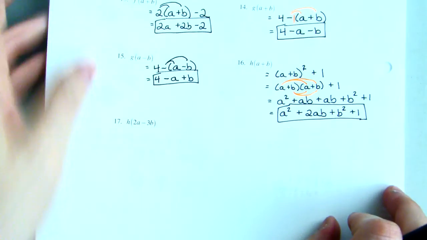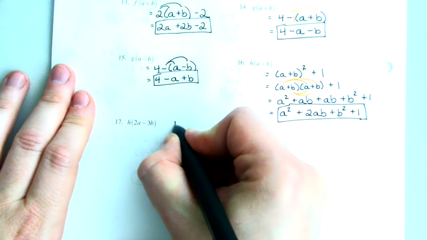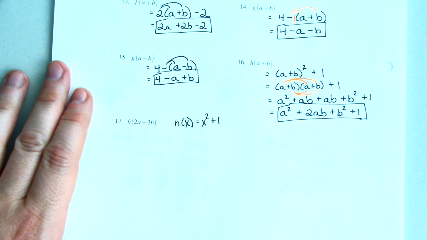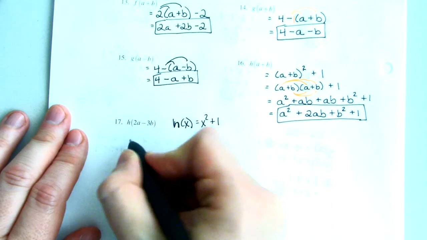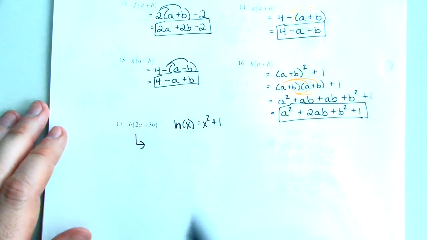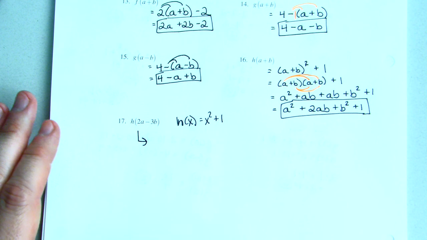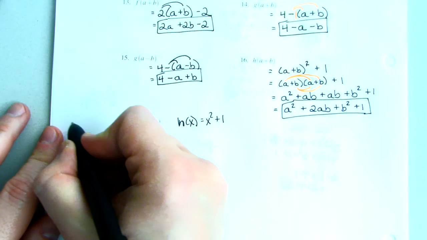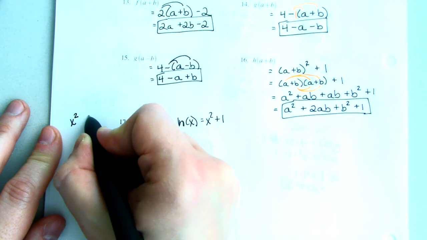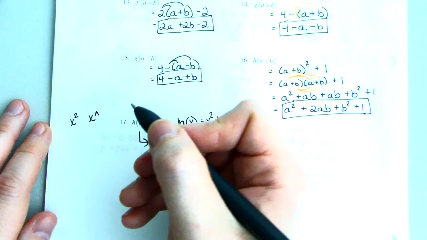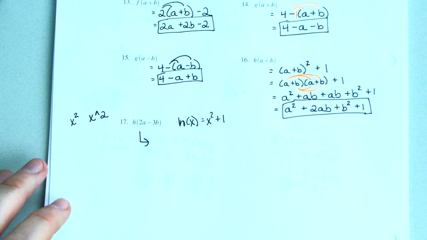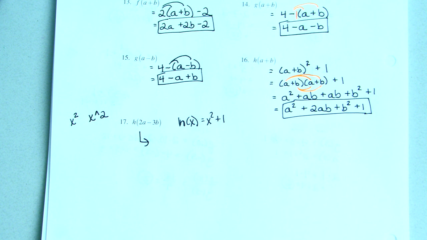Number 17, h of 2a minus 3b. Our function h of x is x squared plus 1, just to remind you, because it's cut off in the video. See if you can figure out h of 2a minus 3b. This is about as tough as these are going to get for right now. See what you can do, and when you have an answer, send your answer into Edpuzzle. And to type a square, if I want to say x squared, I can type that in as an x, the little power key, which is going to be Shift 6 on your keyboard. X raised to the second is how you can type that in. See if you can do h of 2a minus 3b.